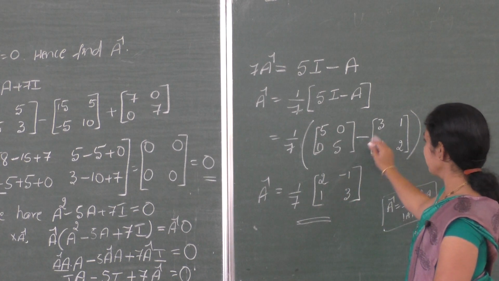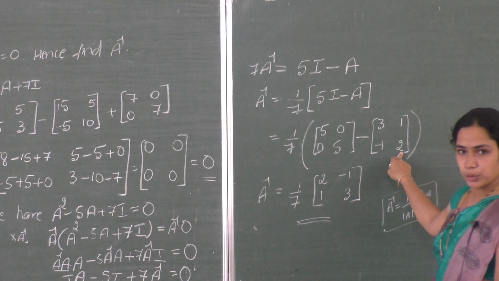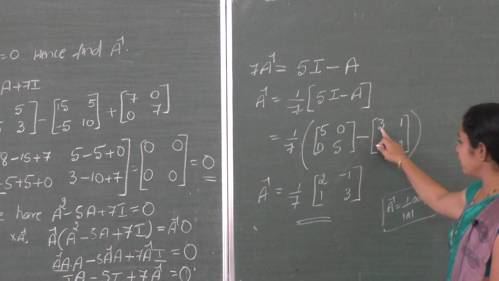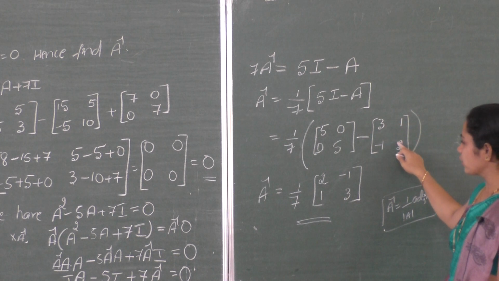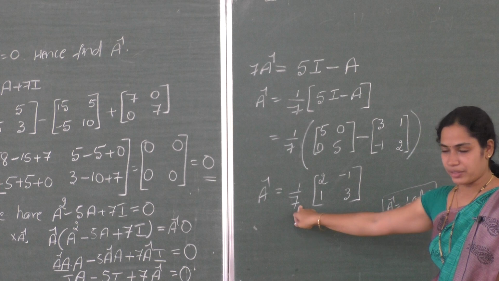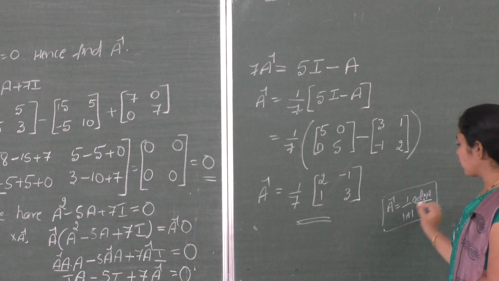A is given as 3, 1, minus 1, 2. What is the determinant? 6. Minus of minus becomes plus. So 6 plus 1 is 7, into adjoint of A.